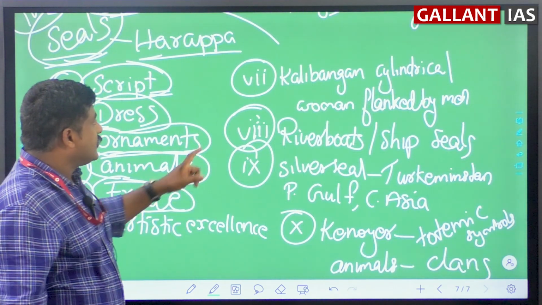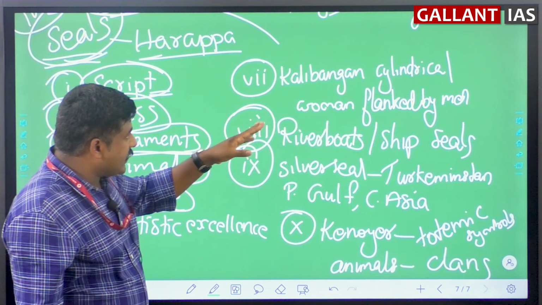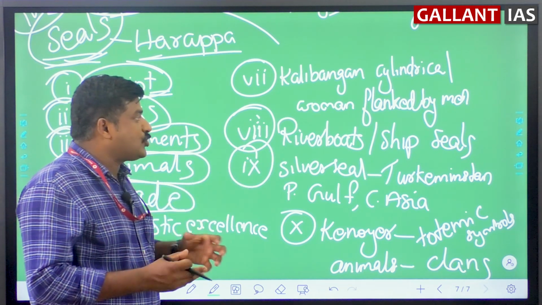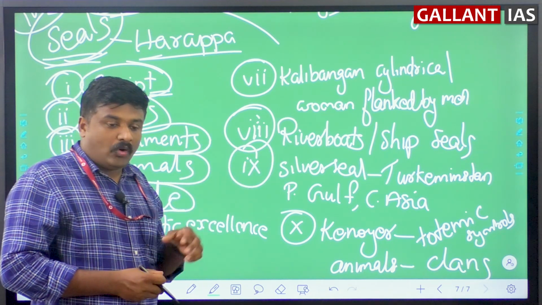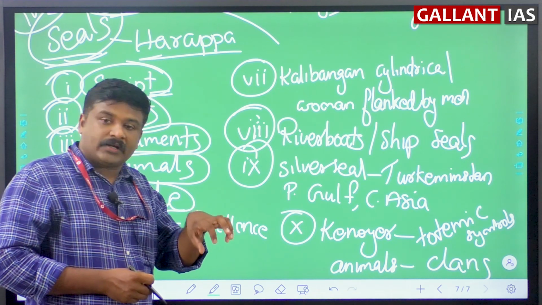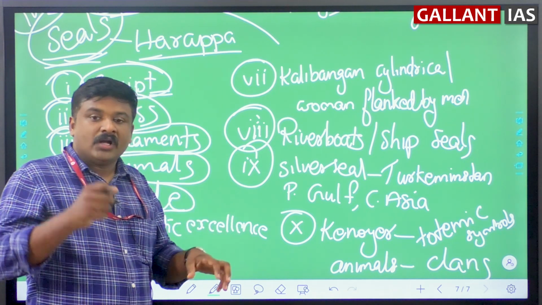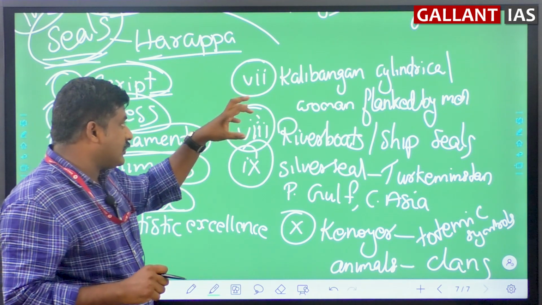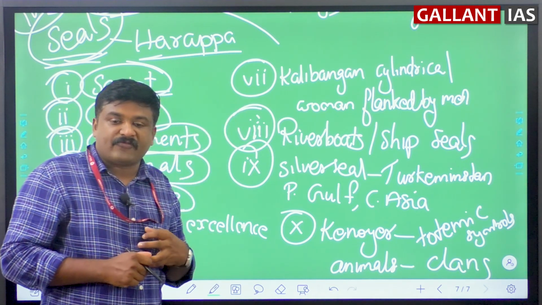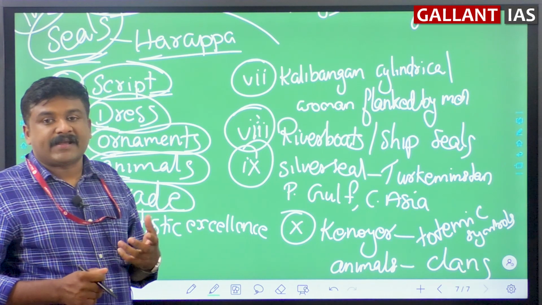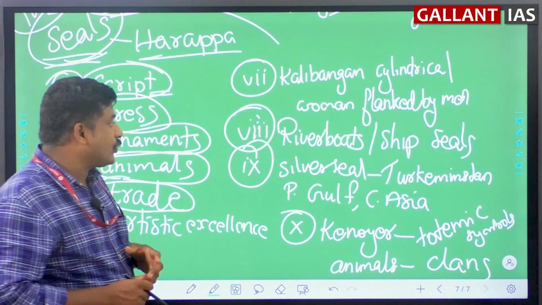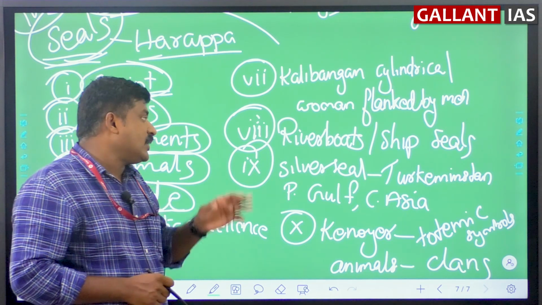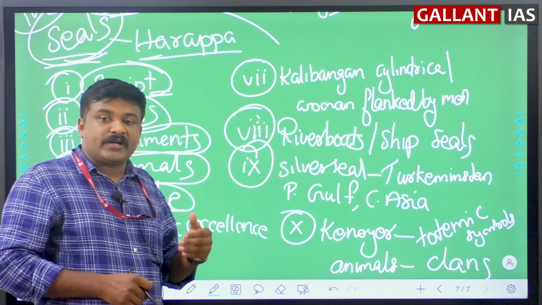Then see, another point is that a Kalibangan cylindrical seal is there, which shows a woman flanked by two men, and they are holding her on her head or by one hand, while in the other hand they are holding a sword. So the image in this particular seal reflects an idea that human sacrifices might have been held there. Okay. Then there is representation of riverboats and ships in the seals, which indicates their internal and external trade.